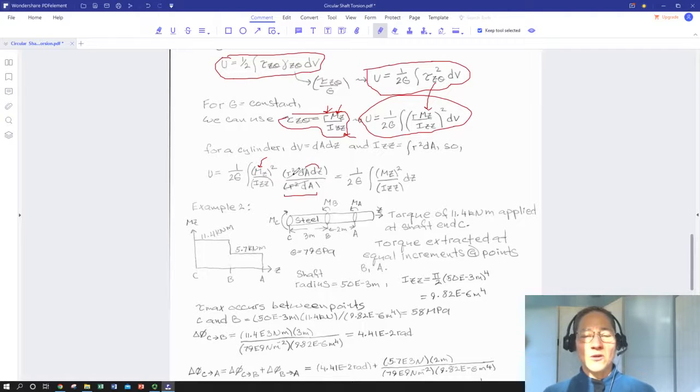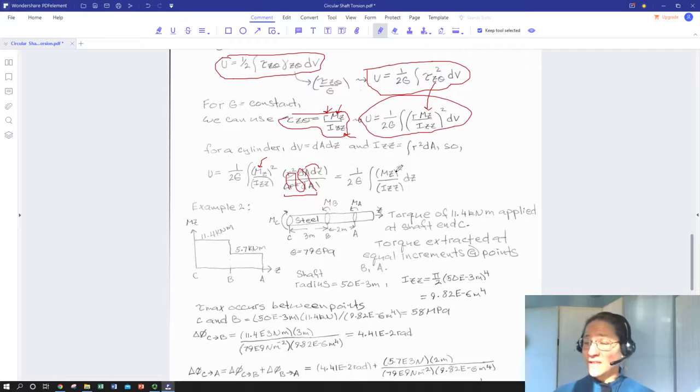So we now look at this and go, okay, I have an r squared dA in both the numerator and the denominator, so I can get rid of both of those. And I'm left with my applied moment squared, one polar moment of inertia in the denominator, not IZZ squared, just IZZ, and now I'm only integrating along the length. If my moment doesn't change and my shaft radius, more importantly, doesn't change, which would make a change in the shaft area, then these two are constant.